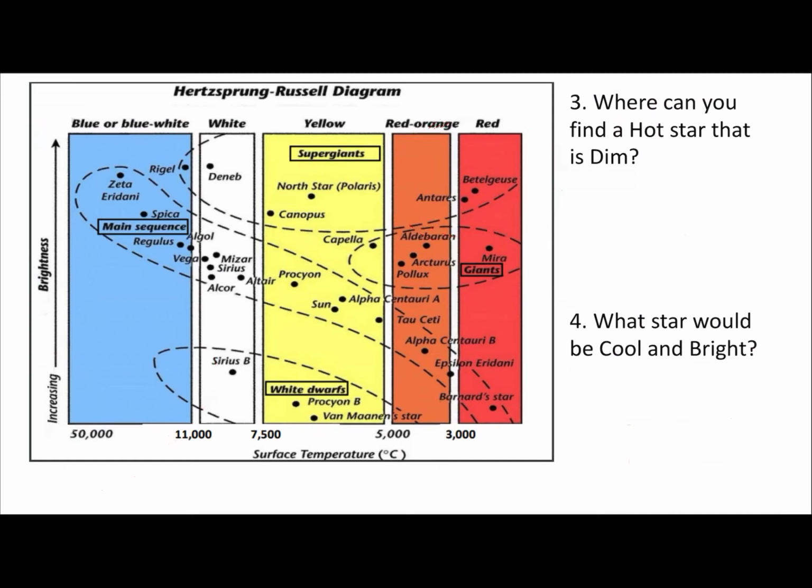But let's go a little farther and describe it a little bit more as far as characteristics. So Deneb, is it going to be hot or cool? Considering that it's in the white category, it's going to be hot. And then as far as luminosity, is it bright or dim? So remember, dim is down below, and it gets brighter as it moves up. So Deneb is going to be a very bright star.